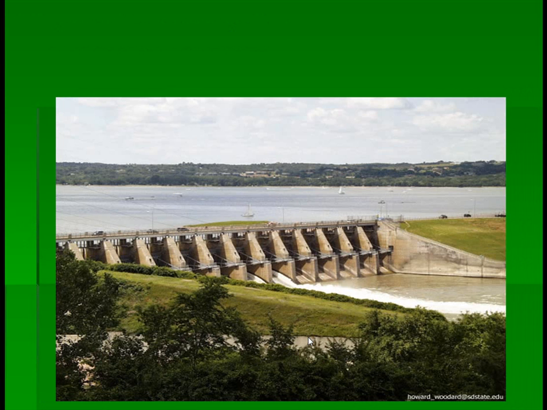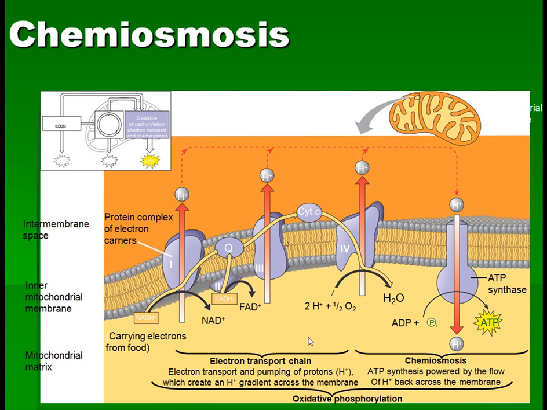As we are transporting electrons down the electron transport chain, these protons are pumping into that inner membrane space. As they accumulate in that inner membrane space, there are more and more of them out there, and we know what the concentration gradient's all about.